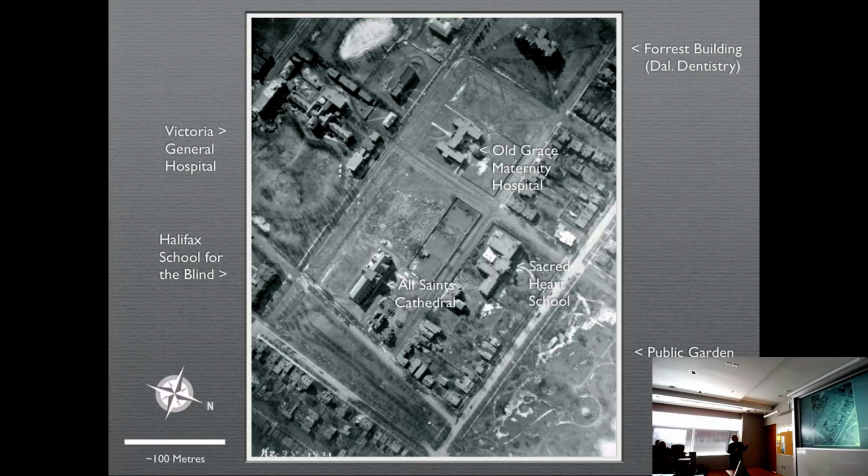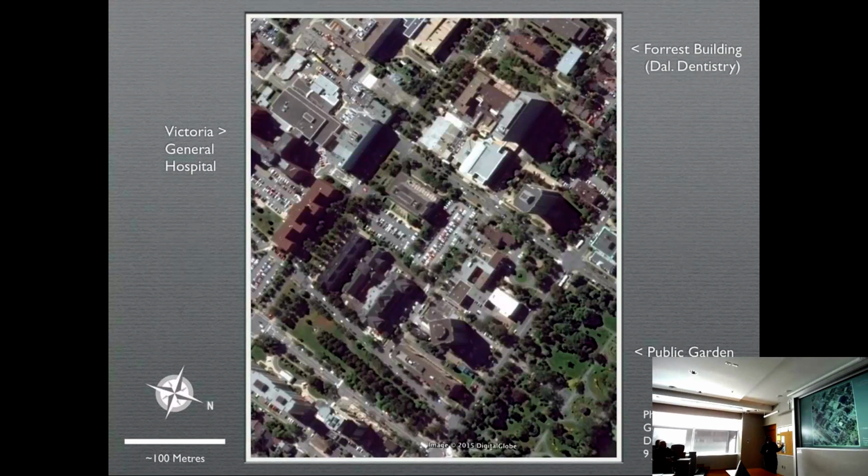The Victoria General Hospital, the first one, is in the top right corner. In the center top was the old Grace Maternity Hospital. In 1921, it wasn't even opened yet. That was still under construction. The old St. Cathedral, built in 1906, I believe. Compare that to the situation today.